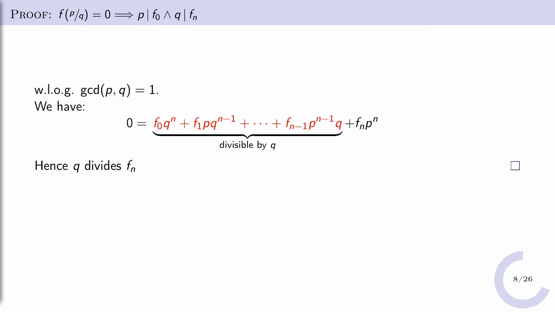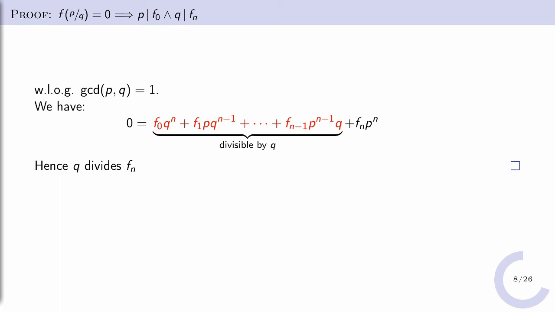But again, p and q are relatively prime. So if fn times p to the nth power is divisible by q, and p and q are relatively prime, it follows that fn is divisible by q. So we proved that both p divides f0 and q divides fn, and this proves the proposition.